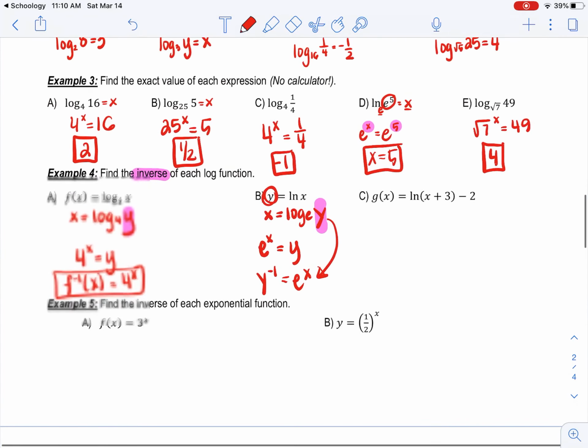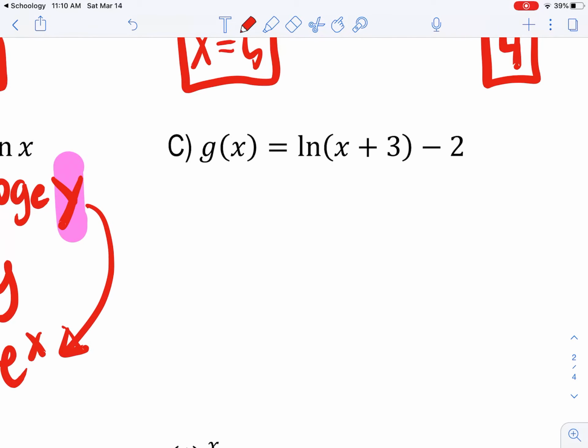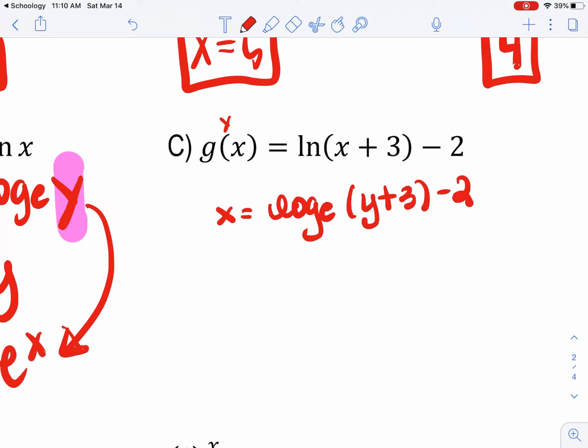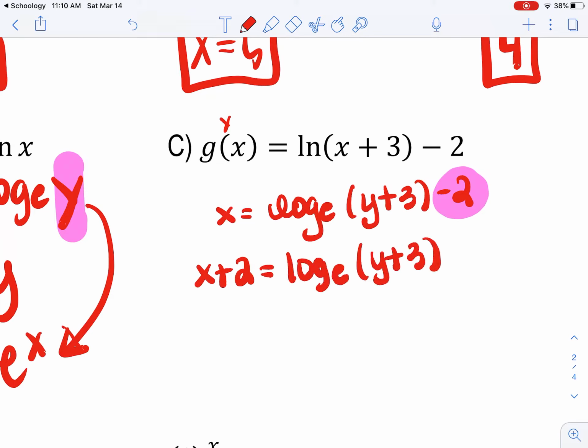All right, excuse me. Last one, switch x and y. Remember, this is y, this is x. So I'm going to do x equals, I'm going to change natural log to log base e of (y plus 3) minus 2. All right, so now I'm going to ask myself, is my log isolated? The y plus 3 isn't a problem, it's the minus 2. So it's not, so I'm going to add 2 to both sides. x plus 2 equals log base e of (y plus 3). Now I can ask myself, is my logarithm isolated?